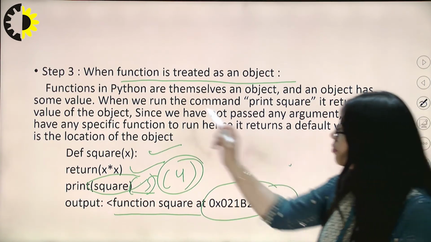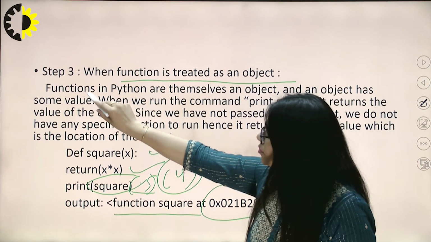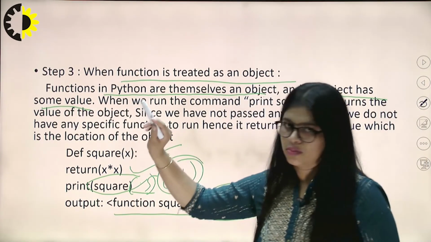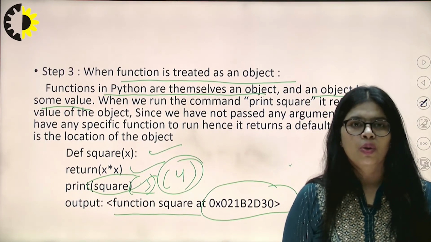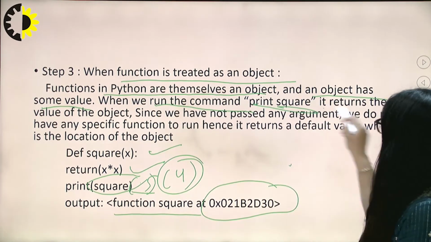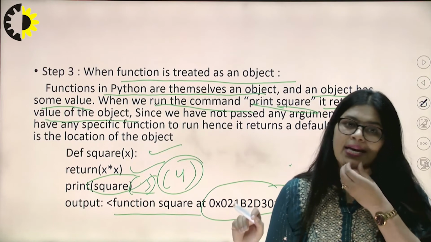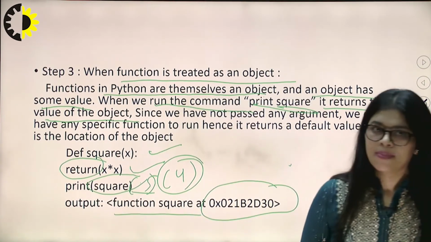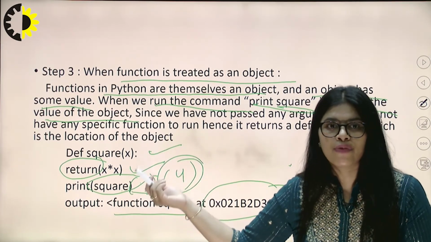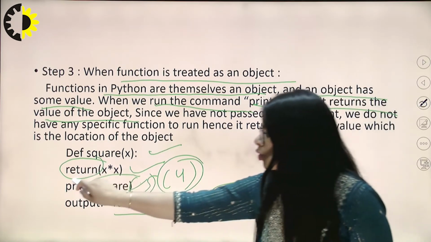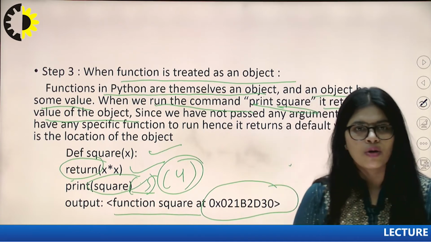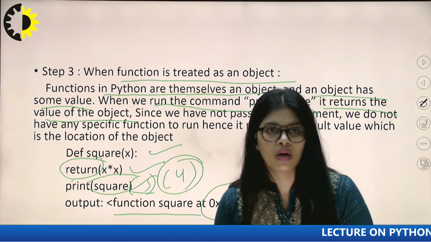As you can see in the presentation, functions in Python are themselves objects, and an object has some specific location stored in memory. So we run the command print square and it returns the object. If we are using return and we are not using the value of x, it will directly catch the location of that object and print the particular location of the object.